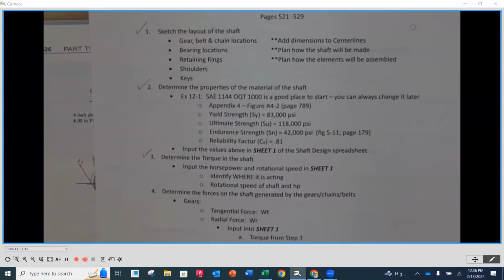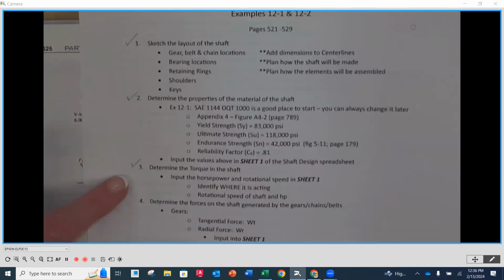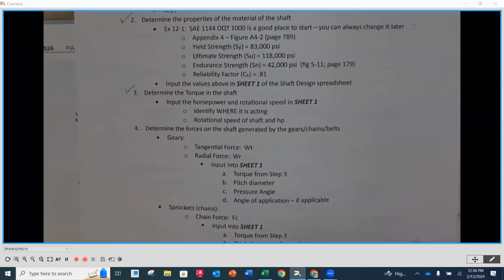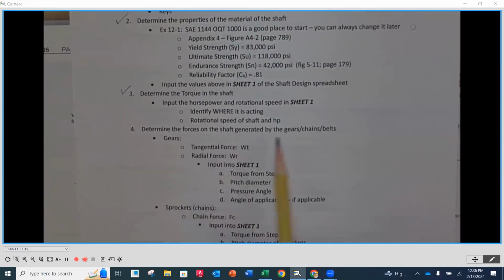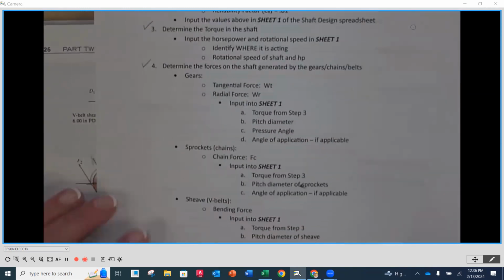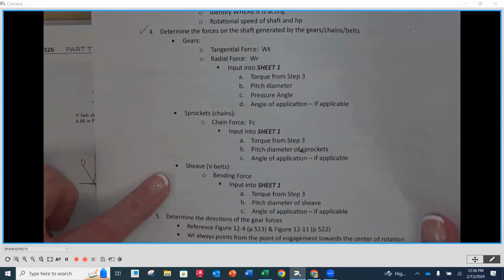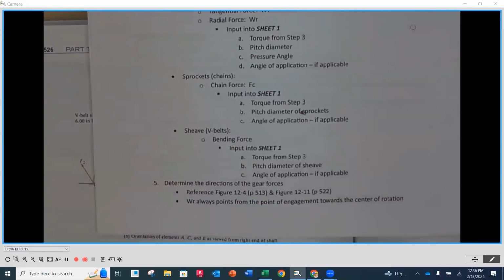Okay, so let's see where we're at in our process here. We've done steps 1, 2, and 3, and we just got done determining the forces generated by our machine elements. So we did the gears, we did the sprocket, and then we also did a sheave. Now we're ready to determine the direction of those forces on our shafts.